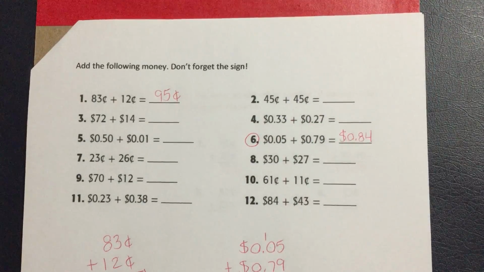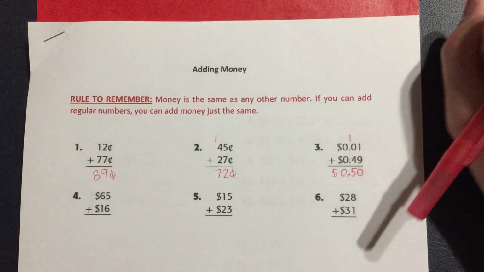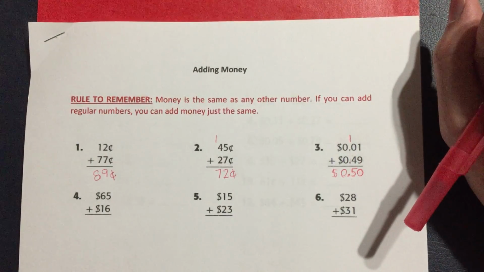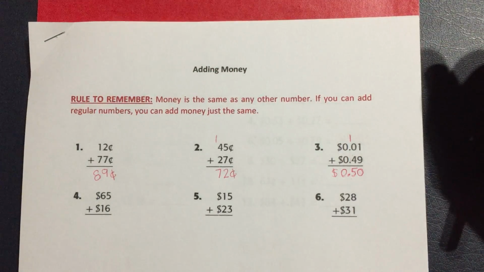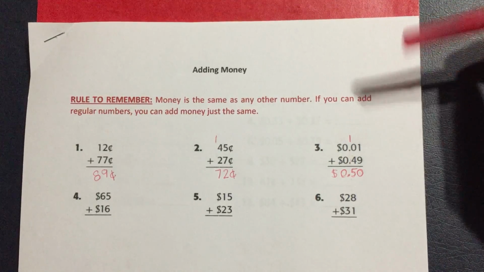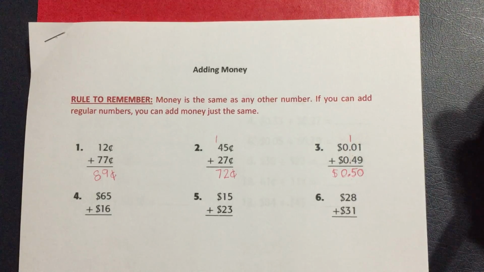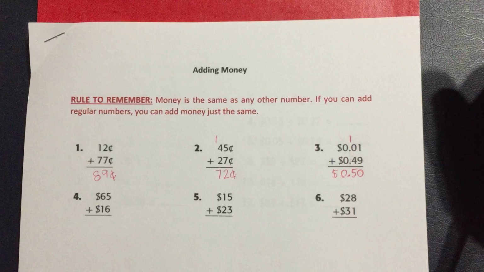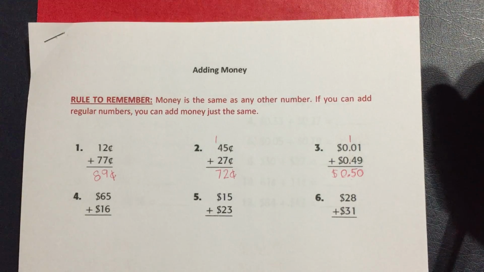Like I said, the most important thing, and I'll go back to what I wrote at the very top of the first page. Very, very important rule. I even put it in red because it's that important. Adding money is not a scary thing because money is the same as any other number. If you can add regular numbers, you can add money in the exact same way. So there's no need to be scared of numbers when it comes to money, just the same as adding any other number. Same as subtracting.